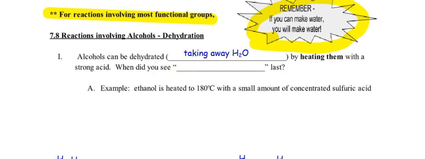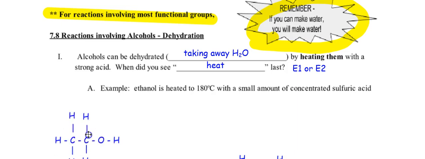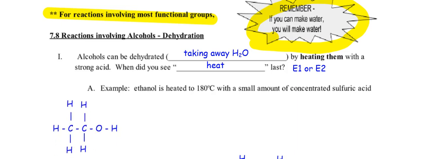Hey, when did we see heat last? That's when we talked about E1 or E2 elimination reactions. What was elimination? Dehydrohalogenation. So let's check this out. What's an example? Ethanol. You know what ethanol is, right here. It is heated, so it's over 50 degrees. Remember, we saw that was kind of like a magic number. So 180 degrees with a small amount of concentrated sulfuric acid. So that is my catalyst.